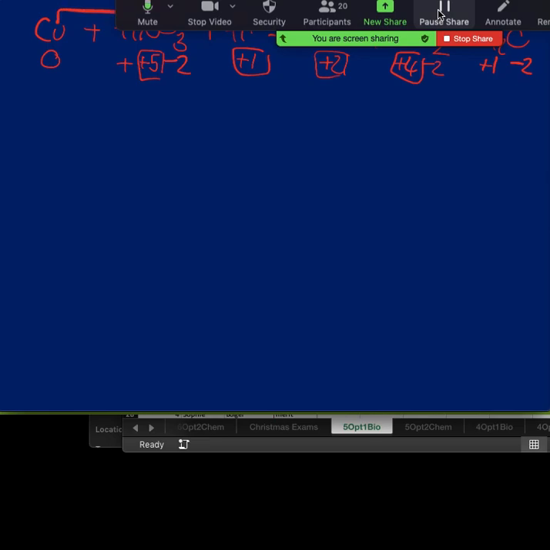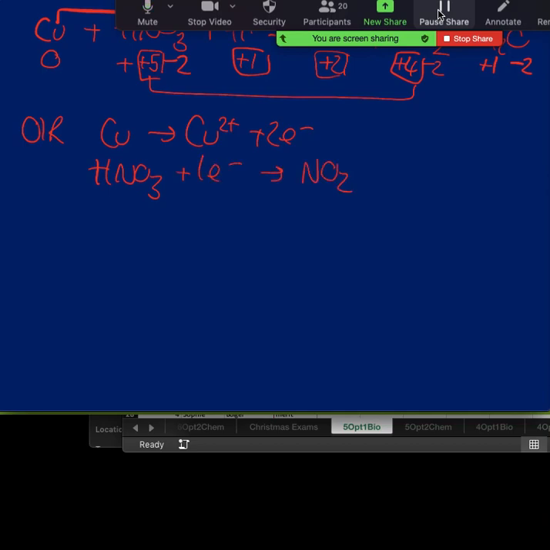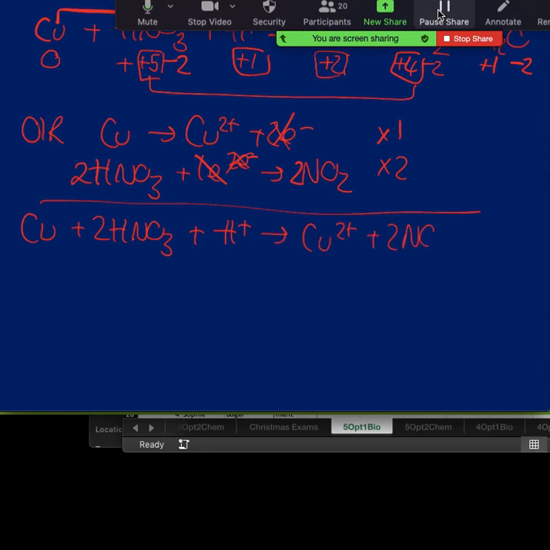Yep. So 0, this is my ox, and this is my red. So I'm going Cu goes to Cu2 plus plus 2e minus. I'm going HNO3 plus 1 electron is going to NO2. I am going to multiply this line by 2, so that becomes 2, 2, and a 2. So these guys cancel out. So then I rewrite. Cu plus 2HNO3 plus H plus goes to Cu2 plus 2NO2 plus H2O. So I am now looking at my O's. On this side I have 6 oxygen. This side I have 4 oxygen. So I put a 4 here, and 4 2s are 8.